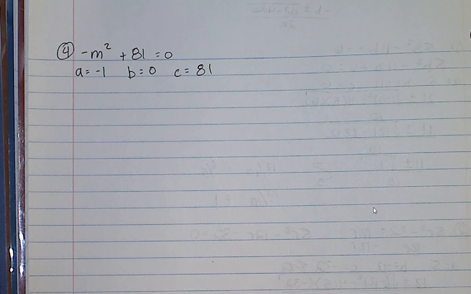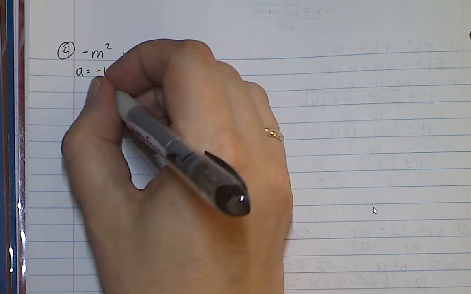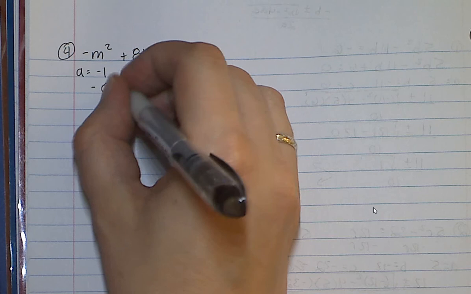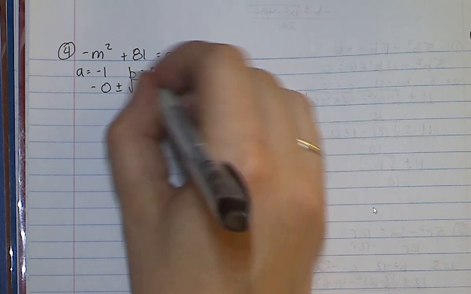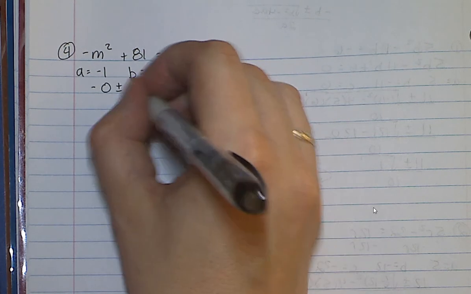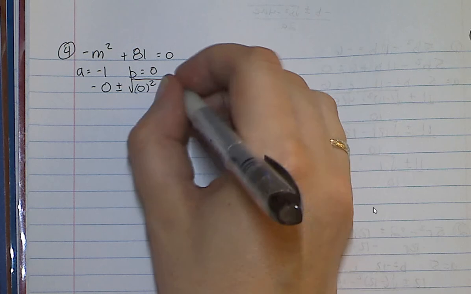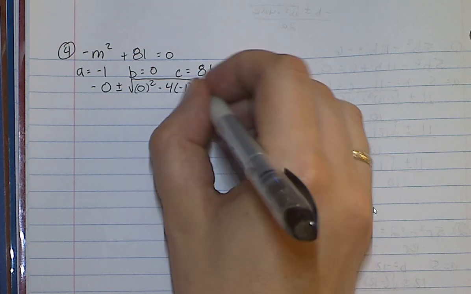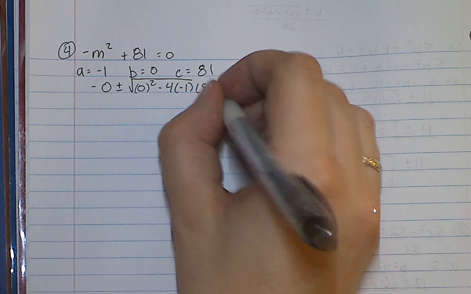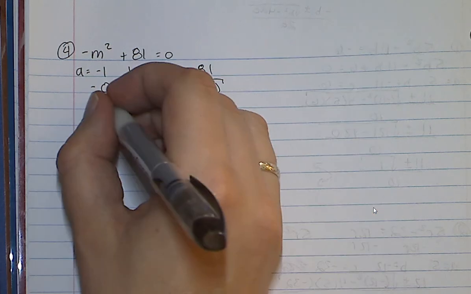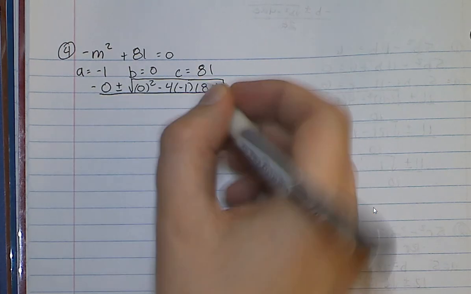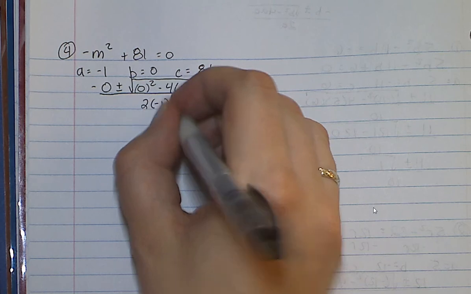Okay, so now, back to the equation here. So I'm going to do negative 0 plus or minus the square root of 0 squared minus 4 times negative 1 times 81. I know, it's going to go away. I'm just entering everything from the equation first, and then I'm going to deal with it next.